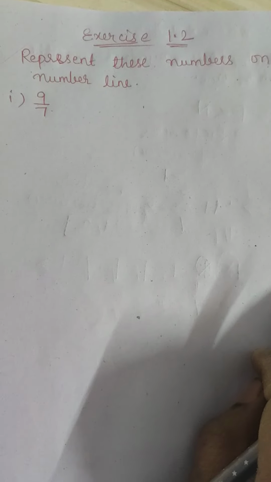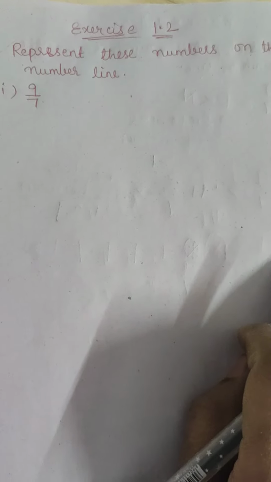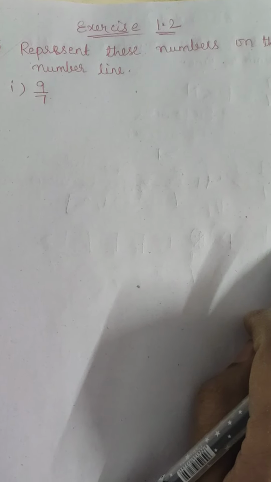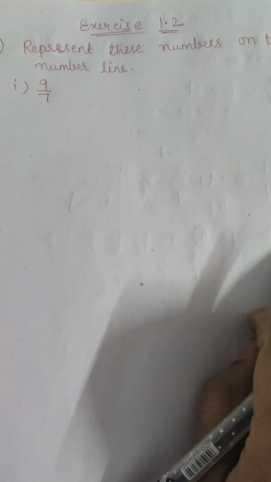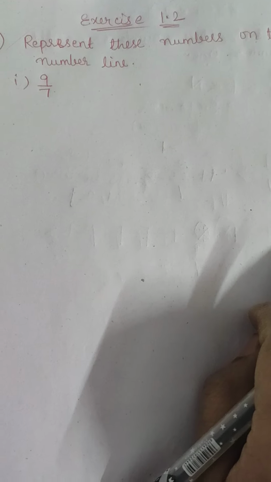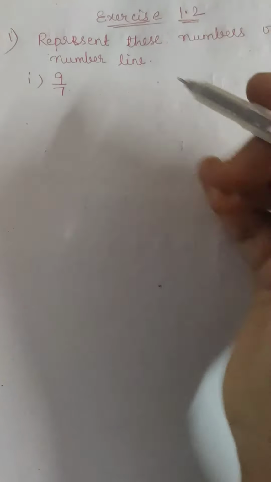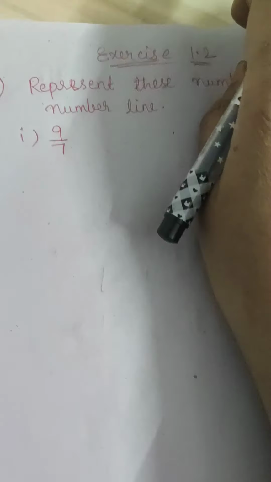Hello students, in previous videos we have seen how to represent rational numbers on the number line, and let us now do exercise 1.2 which is related to those. Okay, the first problem is 9 by 7.